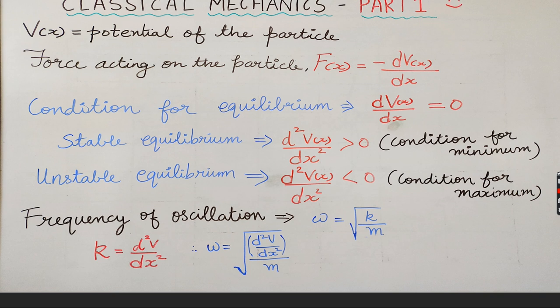Using this, the next step is to find the frequency of oscillation. We know that omega is equal to root over k by m. Here k is the force constant and m is the mass. k and the potential are related by this equation: k is equal to the second derivative of the potential. So one can easily find the frequency of oscillation using this relation. Let us solve a question so that we can learn the concept very well.